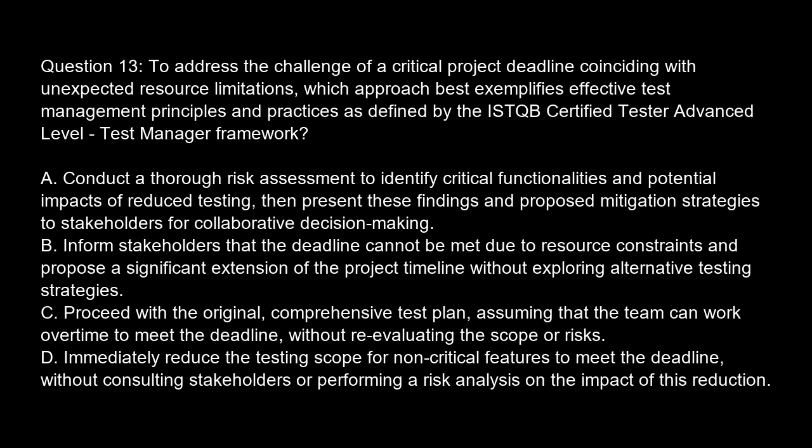Option B. Inform stakeholders that the deadline cannot be met due to resource constraints and propose a significant extension of the project timeline without exploring alternative testing strategies. Option C. Proceed with the original, comprehensive test plan, assuming that the team can work overtime to meet the deadline, without re-evaluating the scope or risks. Option D. Immediately reduce the testing scope for non-critical features to meet the deadline, without consulting stakeholders or performing a risk analysis on the impact of this reduction.